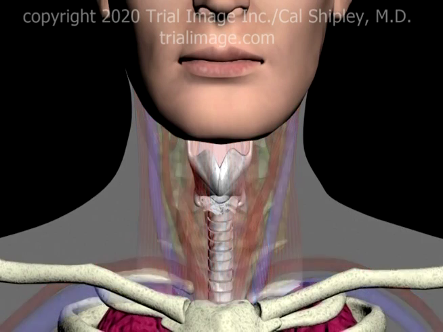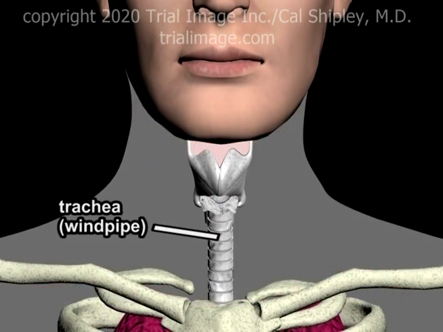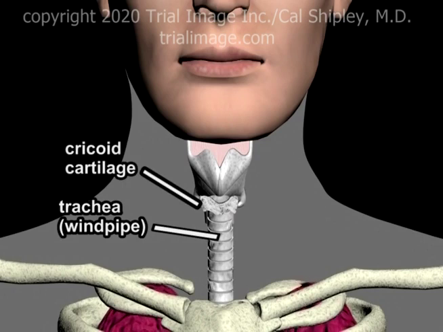Removal of the muscular layer reveals the trachea, the major airway connecting the nose and mouth to the lungs, and the cricoid cartilage, which provides an attachment point for multiple muscles and ligaments involved in the production of speech and opening and closing of the airway.